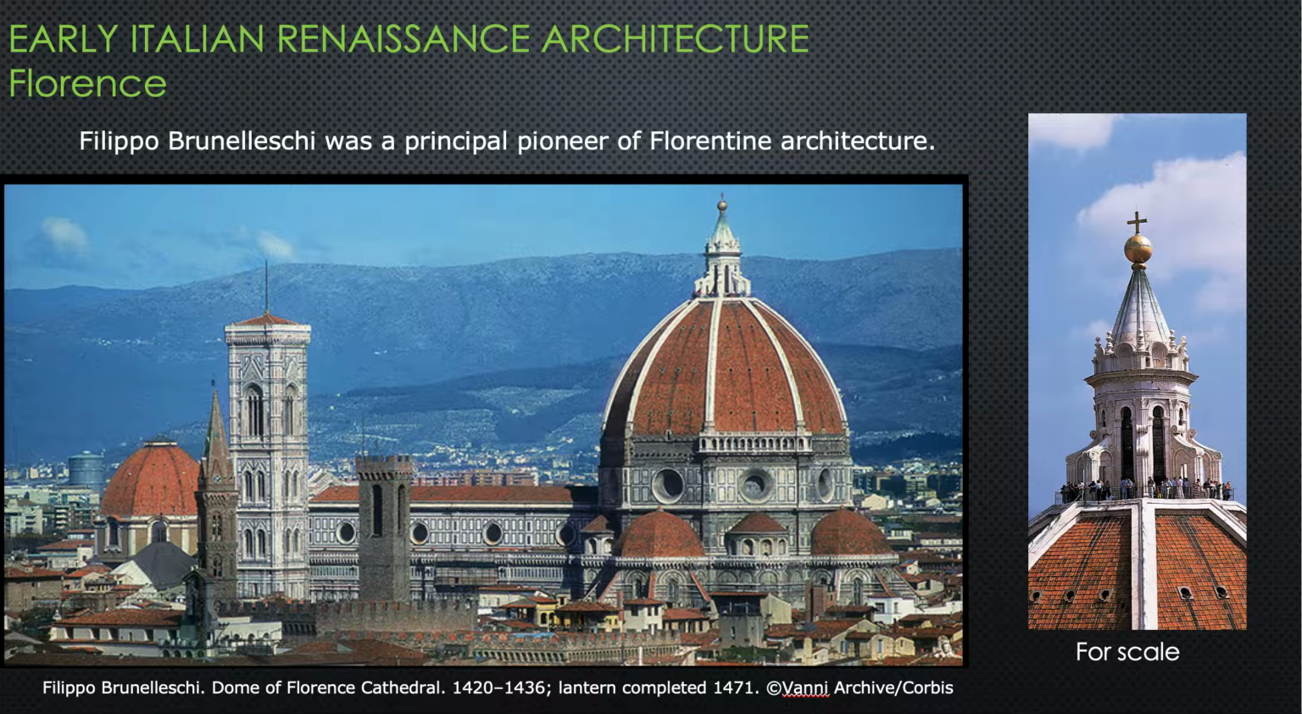So, I hope you remember. Early Italian Renaissance architecture in Florence. Filippo Brunelleschi was a principal pioneer of Florentine architecture. Shown here is the Cathedral of Florence, or the Duomo. It was a medieval structure. It stood like this. Giotto's tower's right there. The baptistry's over here. Everything is separate, remember, in an Italian cathedral. So separate building, and then the cathedral's all one building.